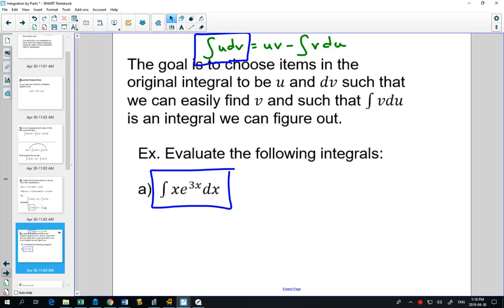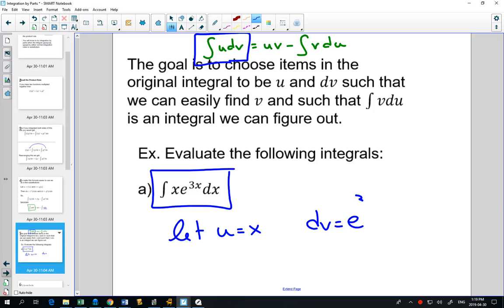Now, as human nature would go, so will I. Human nature would say, oh, since the formula says u and dv, I'm going to make u my first one and dv my second one. Try that first. And in this case, it will be the right way. So we let u equal x, and dv would equal e to the 3x dx.